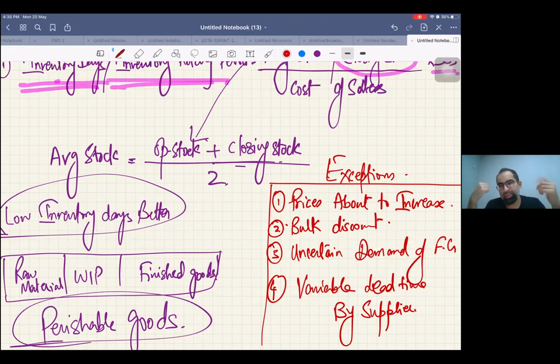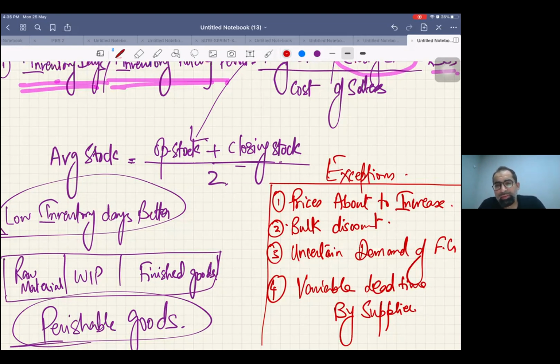Number two, bulk discount. Yes, sometimes we get a very big discount from our supplier. So at that time, we don't look at our holding cost. We just buy it, right? Okay. Then number three, uncertain demand of finished goods.